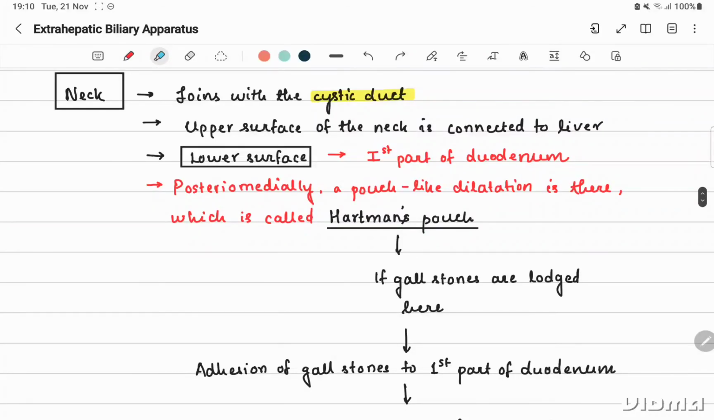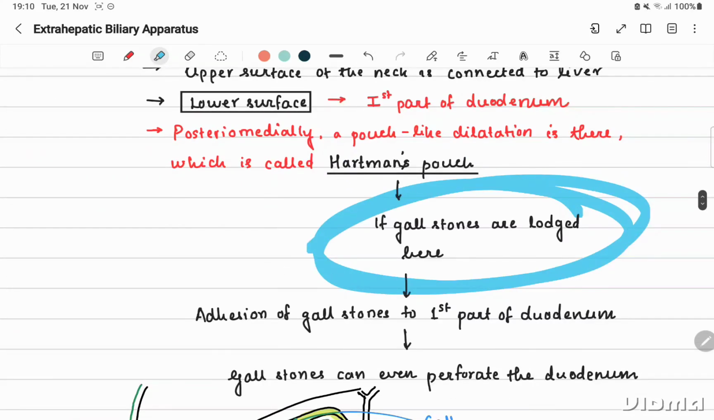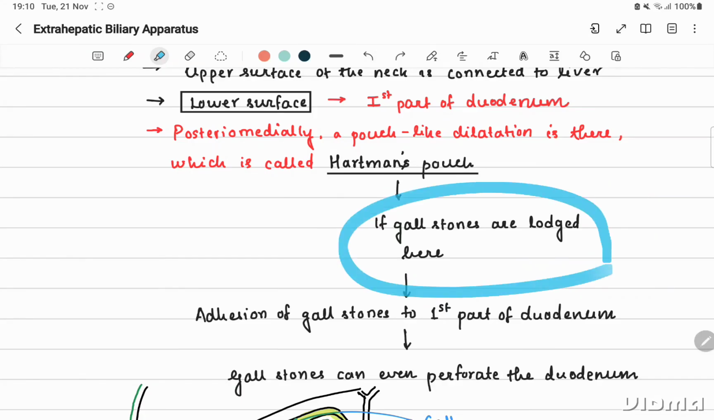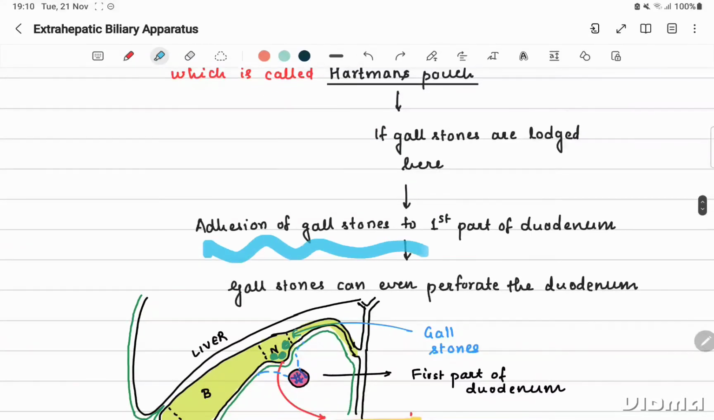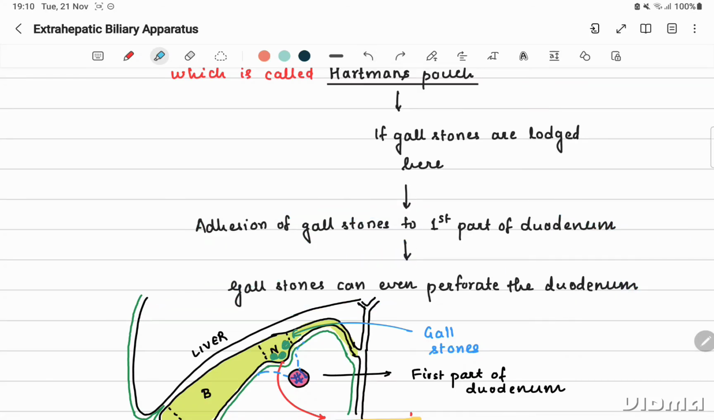Talking about posterior medially, a pouch-like dilation is present in the neck, which is called Hartmann's pouch. So if gallstones are lodged here, why is it important? If gallstones are lodged here, then adhesion of the gallstone to the first part of the duodenum may occur, and gallstones may even perforate the duodenum.